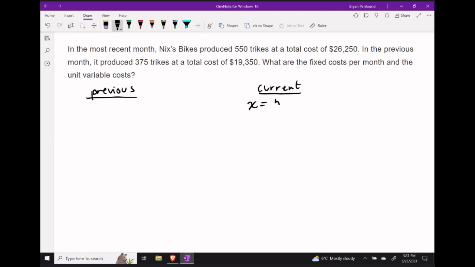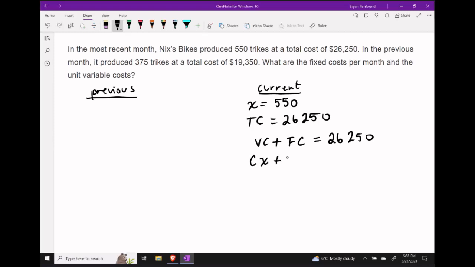In our current month, we know that we've made 550 trikes, and that total costs, TC, are $26,250. Now remember that total costs are comprised of our variable costs plus our fixed costs. So that means that these two things must add up to $26,250. Furthermore, we can break down our variable costs into the per unit cost times X.